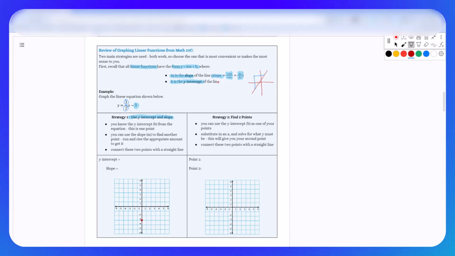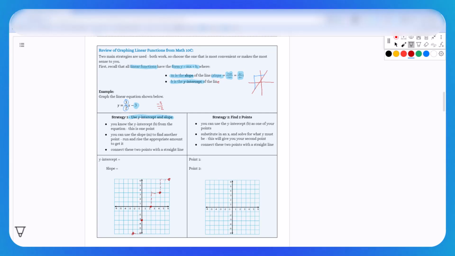So we go up 3, over 2. Up 3, over 2. Up 3, over 2. Now we could also go in the reverse direction because 3 over 2 is the same as negative 3 over negative 2. So I can go down 3, over 2, and notice that these line up to make a straight line.